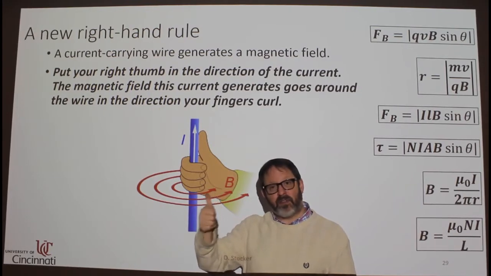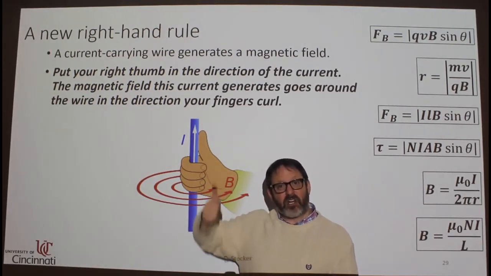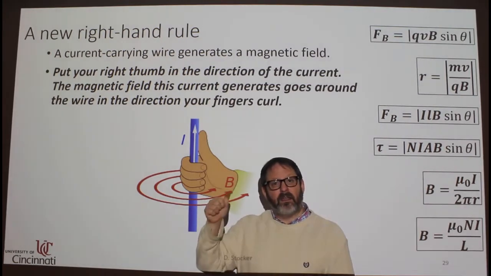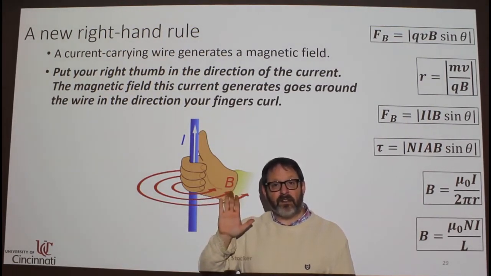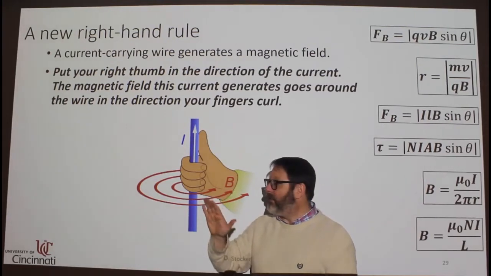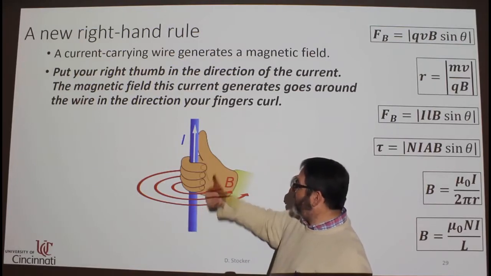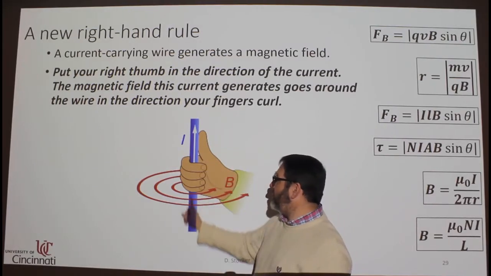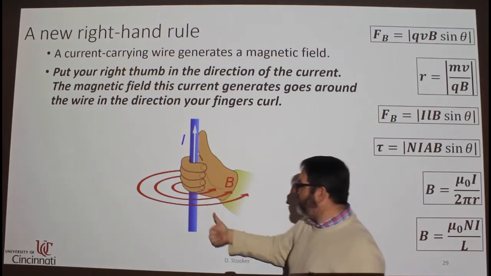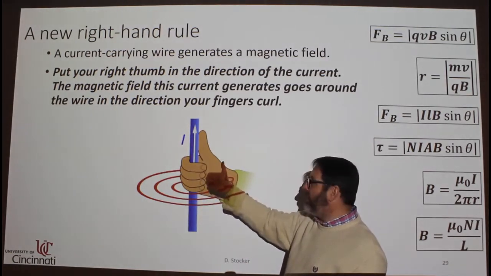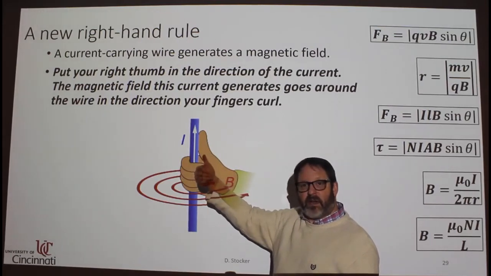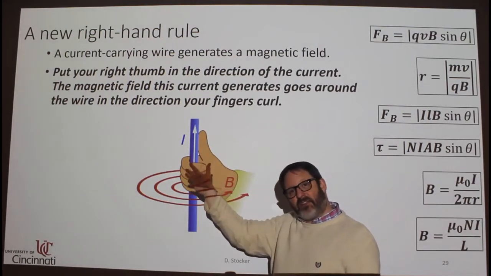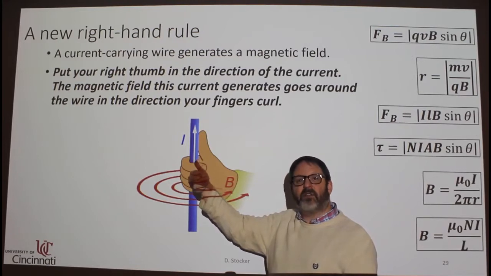So we're going to put our thumb in the direction of the electric current that's going through the wire. Before, our fingers represented magnetic field lines, and again, our fingers represent magnetic field lines. But this time, if we put our thumb in the direction of current, this is a wire that's going upward, the magnetic field curves around the wire in the same direction that your fingers curve around your thumb.